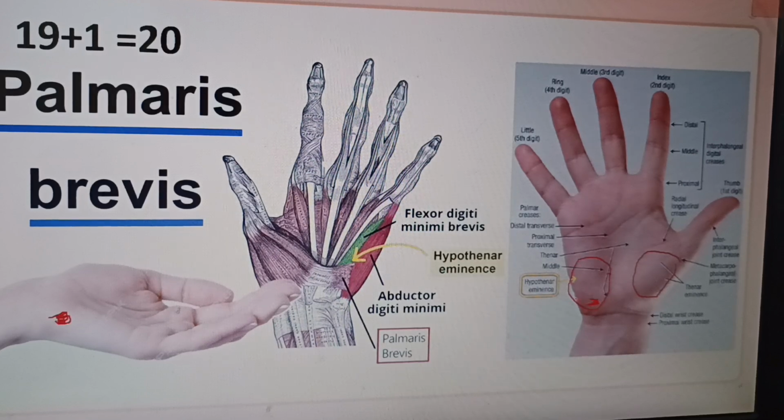This is because of a small superficial muscle, a muscle which is attached to your skin, called the palmaris brevis. Okay, so this is the palmaris brevis, and that forms the 20th muscle. So 19 plus 1, 20 muscles are there, which are the intrinsic muscles of the palm.